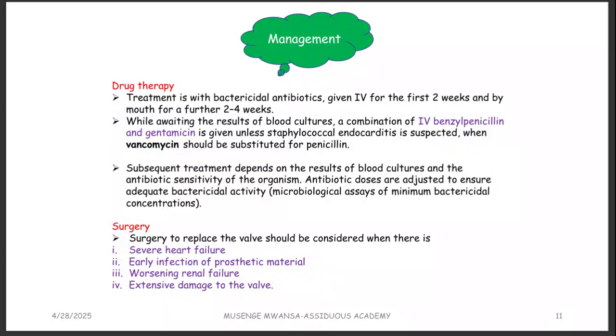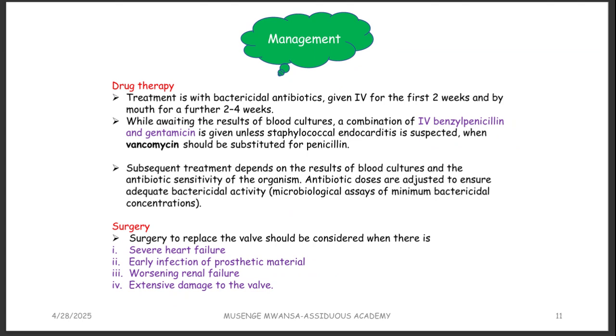And how you manage someone that has got infective endocarditis is you give them bactericidal antibiotics. For 2 weeks you are going to be giving them IV, and then for the next 2 to 4 weeks, you'll now be giving them orally as you wait for the results of culture, because culture takes long, 1 month to 2 months. So you can be giving them IV benzylpenicillin, you just give them penicillin and gentamicin.